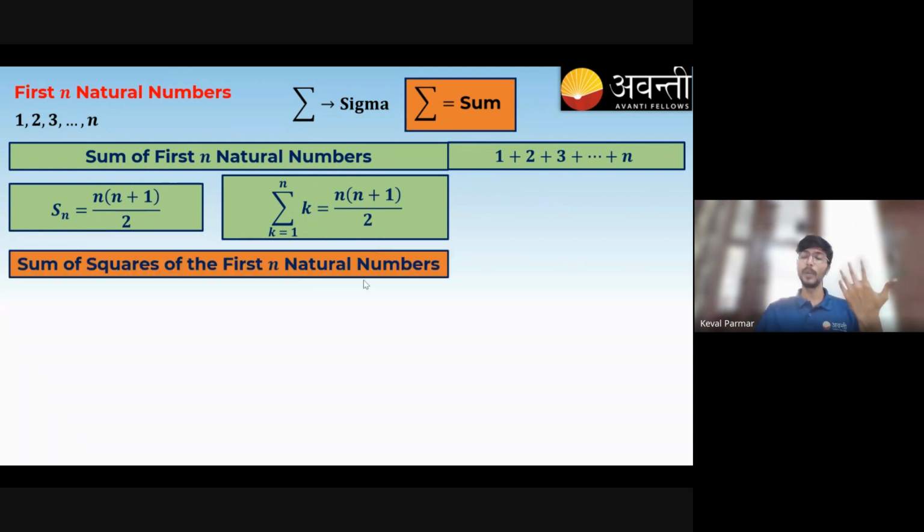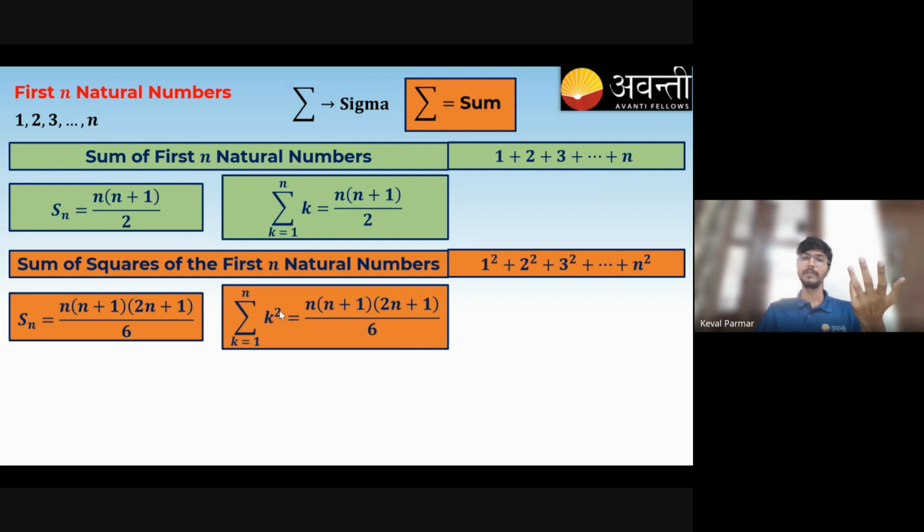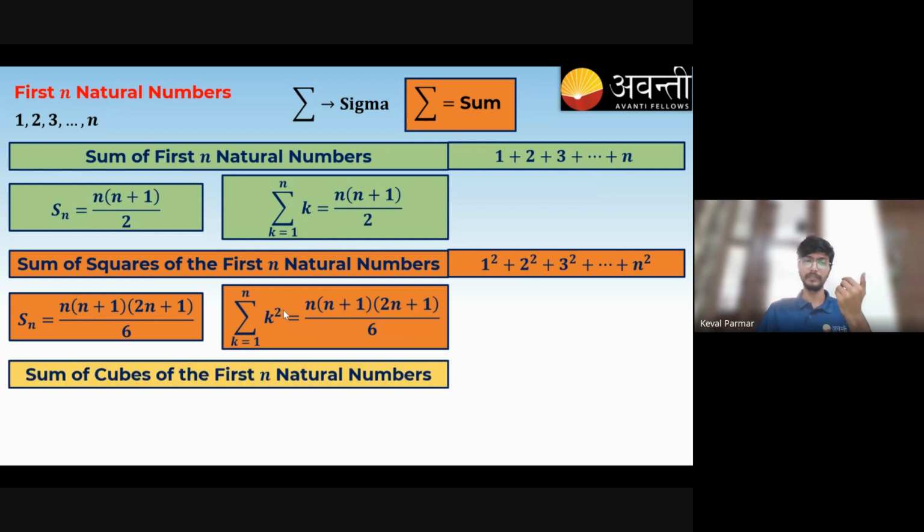Let's see the sum of squares of the first n natural numbers. Now this is very interesting. Squares means 1 square, 2 square, 3 square, and up to n square. So we have to add all those numbers. And after adding, the formula we get is n into n plus 1 into 2n plus 1 upon 6. Therefore, Sn I can write as summation k equals 1 to n. Here it was k because k is a general term. So what is the general term of squares? It will be k square. Simple.